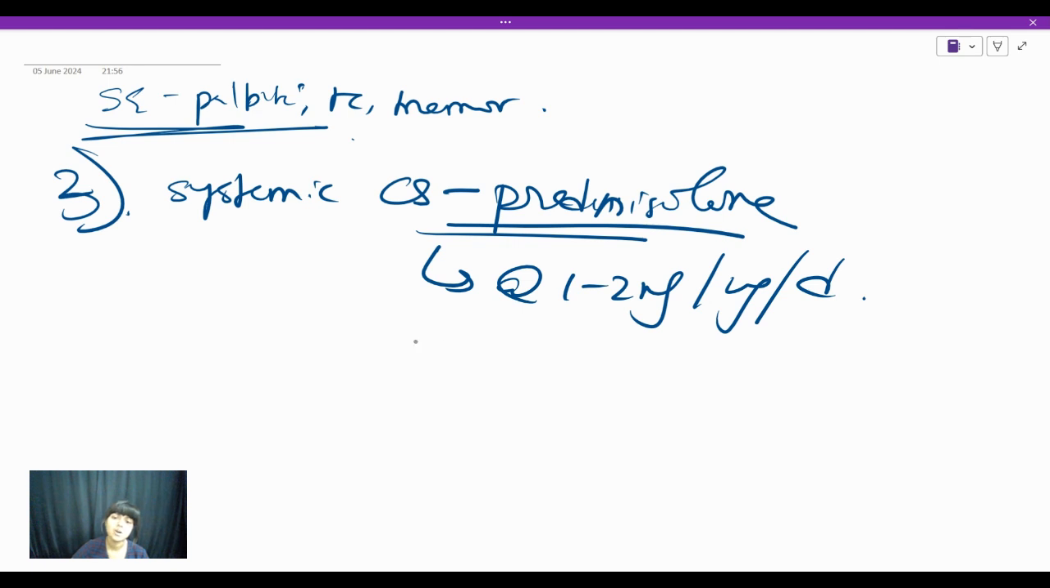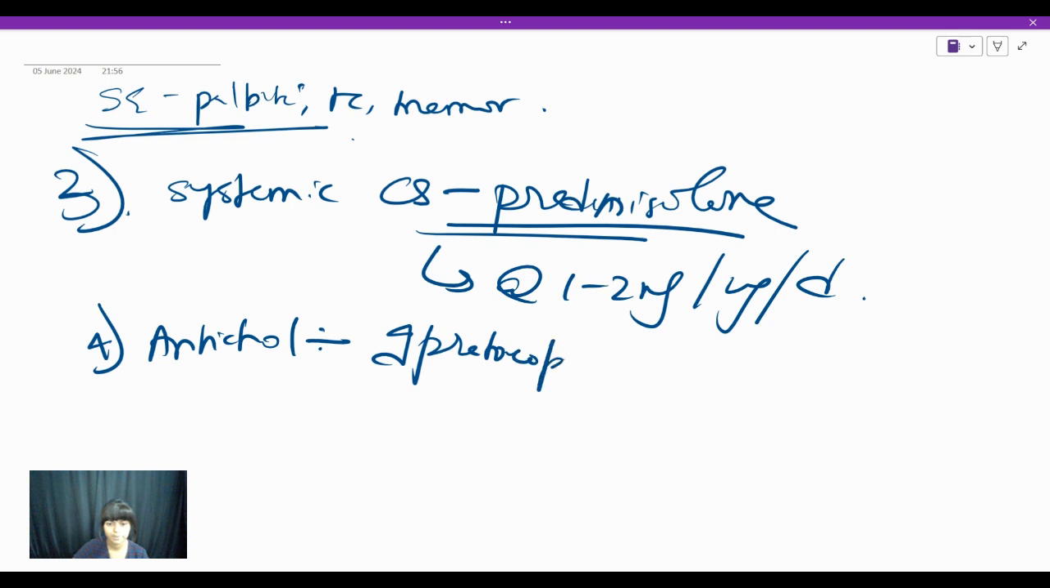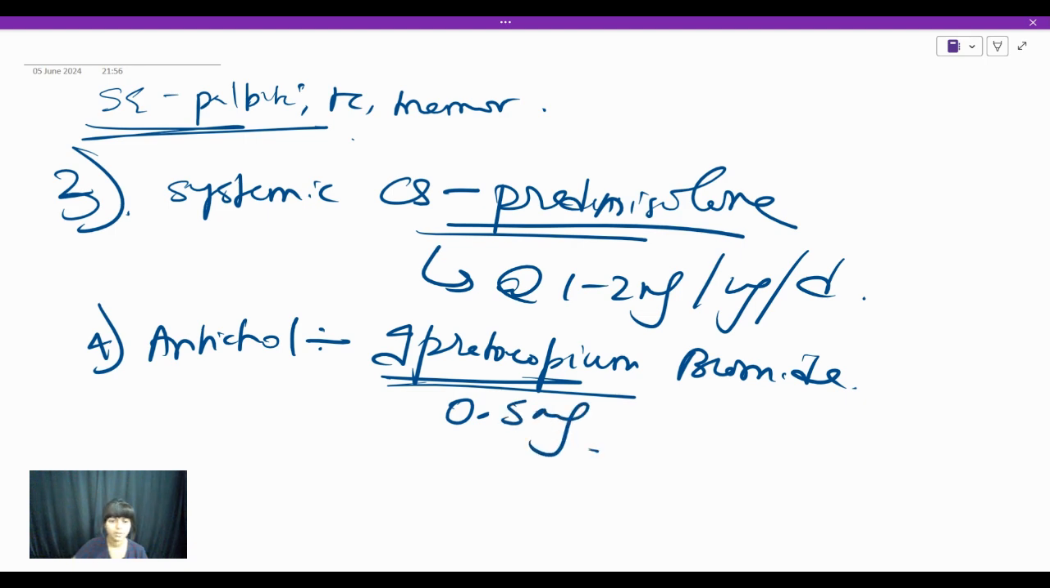And if the child is not able to take orally, that time you may give IV hydrocortisone, okay, or dexamethasone, right? So after corticosteroids, there is something called anticholinergic drug. And what is that in bronchial asthma? Yes, that is ipratropium bromide, and that is given in the form of, again, nebulization or MDI also, 0.5.